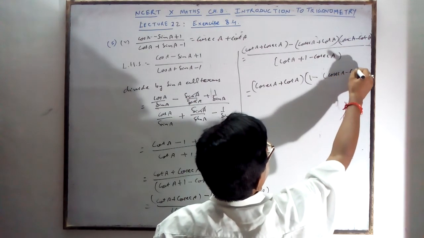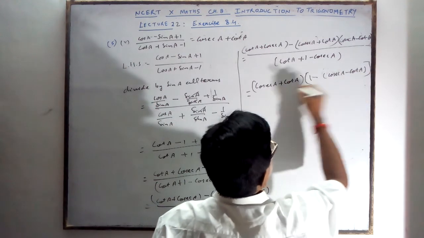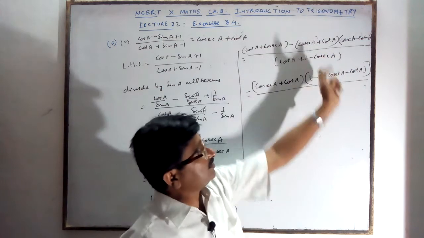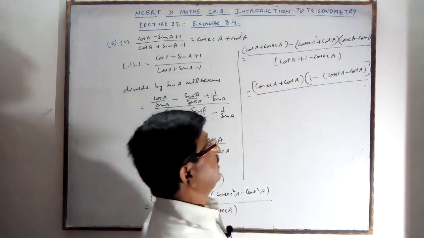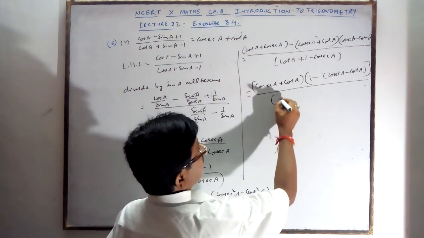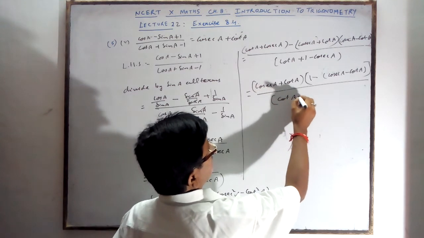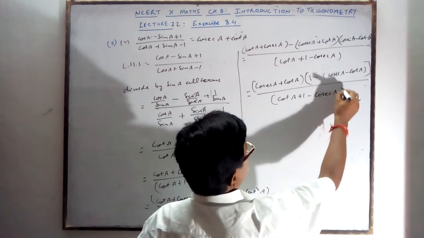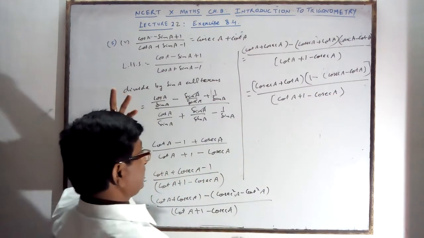Cosec A minus cot A. In the bracket you will write down the numerator. Since the minus sign is there, you write in the bracket what is left. And the denominator you will write: cot A plus 1 minus cosec A. Cot A plus 1 minus cosec A.